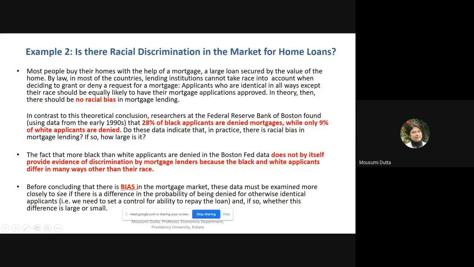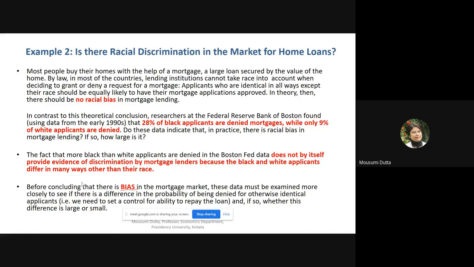So before concluding there is bias in the mortgage market, these data must be examined more closely to see if there is a difference in the probability of being denied for otherwise identical applications. So there is some problem in the application process, and for that matter, their loans were denied. So econometrics helps us to understand this kind of problem also.